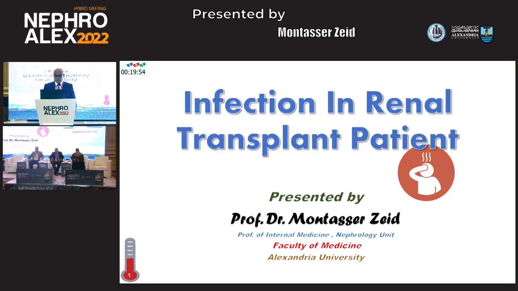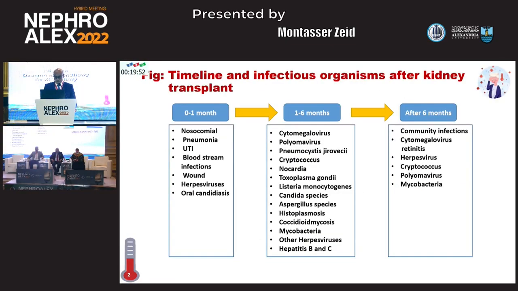Infection in renal transplant patient. The timeline of the infectious organism after kidney transplant from 0 to 1 month: nosocomial, pneumonia, UTI, bloodstream infections, wound infection, herpes virus, and oral candidiasis.